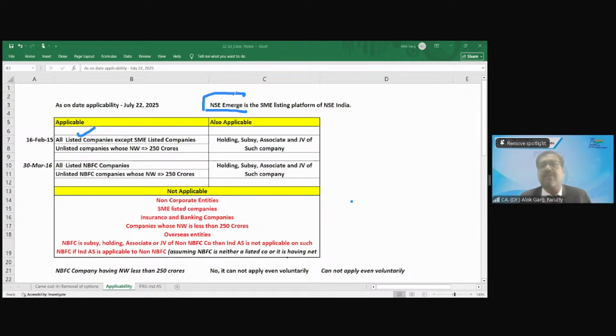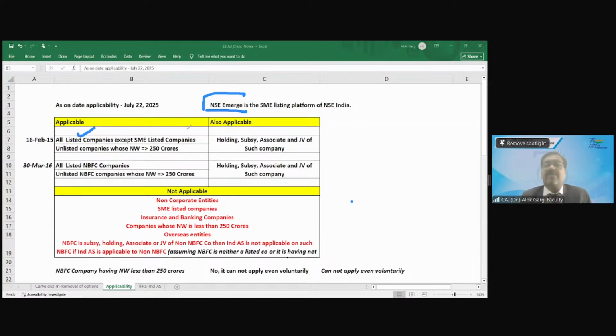So friends, the exception is that if any company is listed on a small and medium enterprise stock exchange, then Ind AS is not mandatorily applicable on that SME company. But on all other listed companies, Ind AS is mandatorily applicable. Sir, can an SME listed company apply Ind AS voluntarily? If it wants to apply Ind AS voluntarily, it can. Yes, SME listed companies can apply Ind AS voluntarily. Is that clear to all of you, my dear friends?